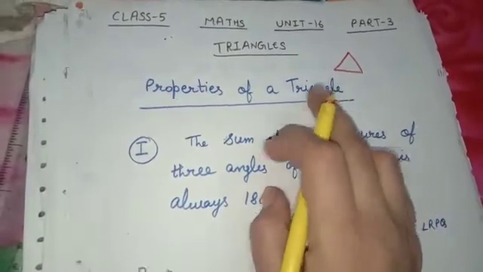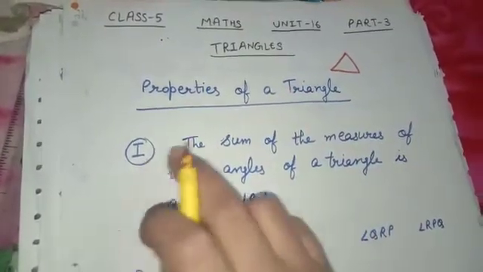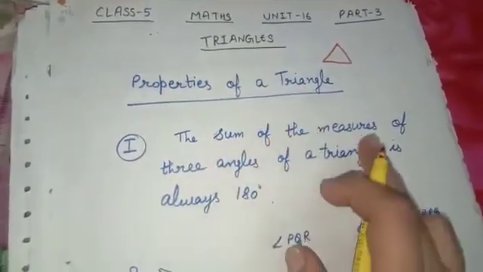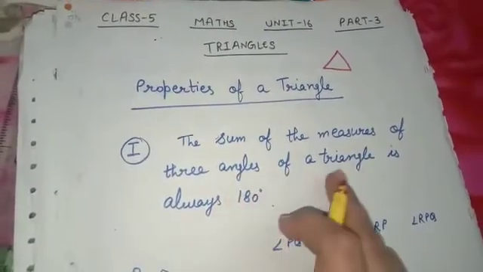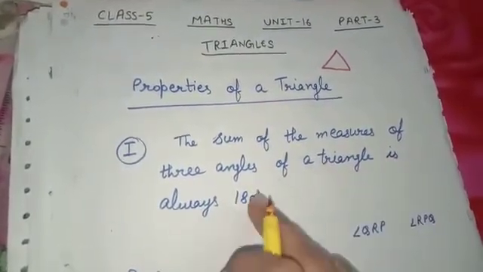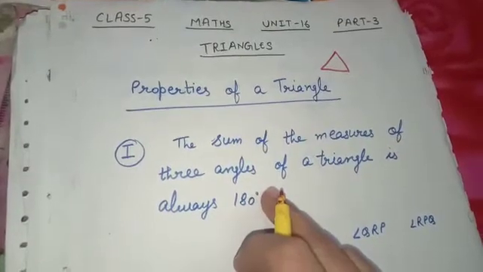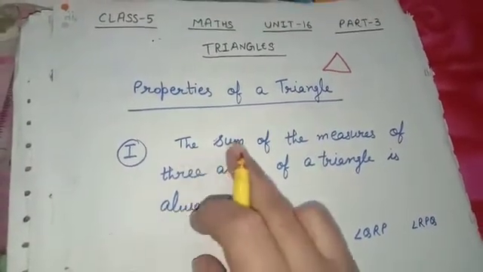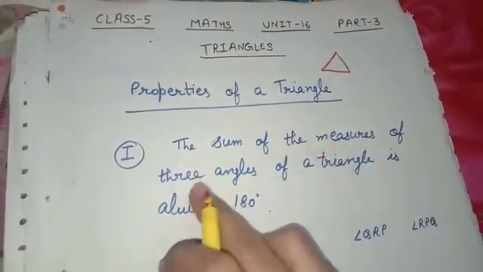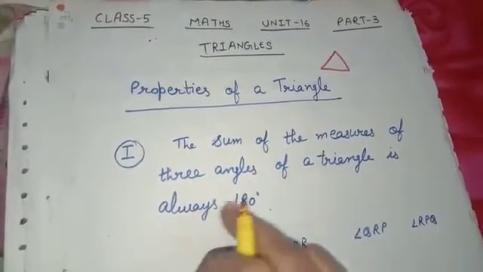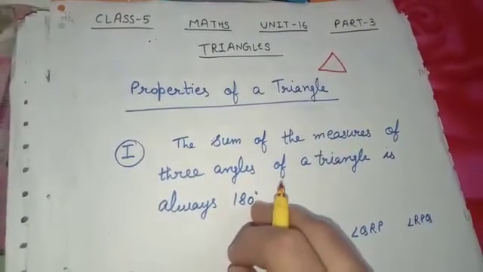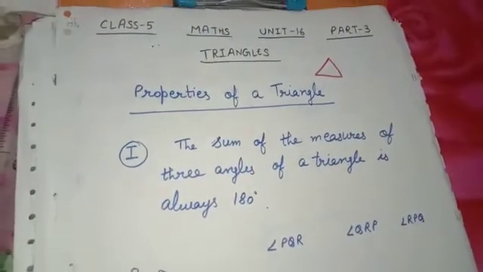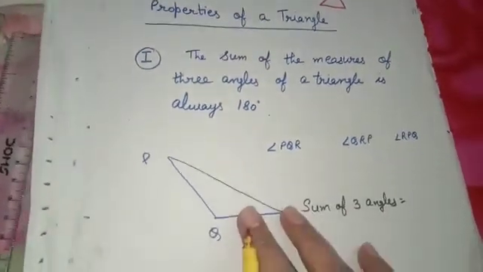What are the properties? The first property is that the sum of the measures of the three angles of a triangle is always 180 degrees. I repeat, the sum of the measures of the three angles of a triangle is always 180 degrees. Let's verify this property with a few examples.